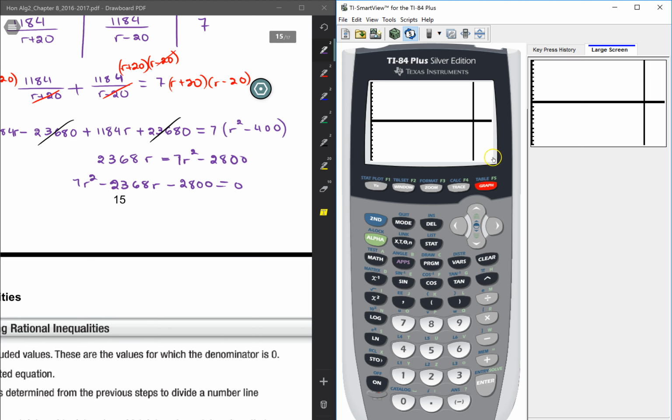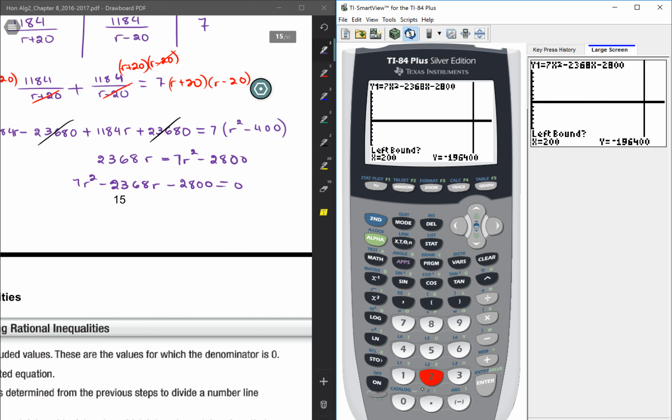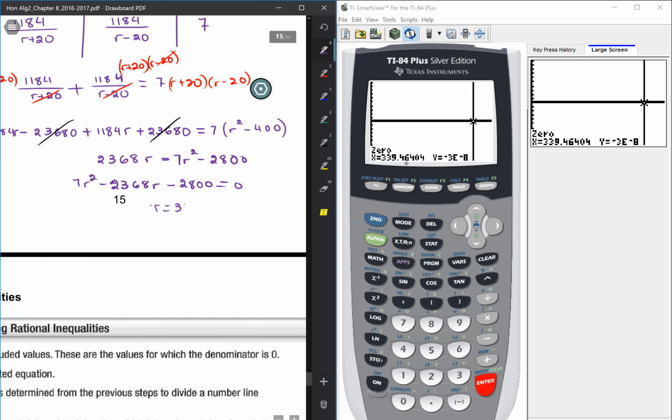Okay, so look, there we have a place where it crosses the x-axis. So let's figure out where that is. So look, I can do second calc. I need to find the 0. Left bound, enter, and now I press the right button until we pass the cursor. You can do it in the table too. Look for a y value that's 0. Okay, here we went to positive y values. Enter. So look, you have a 0 when x equals 339.5. So I say r is 339.5 and it's miles per hour.